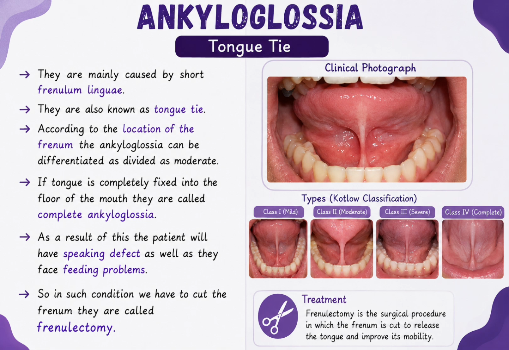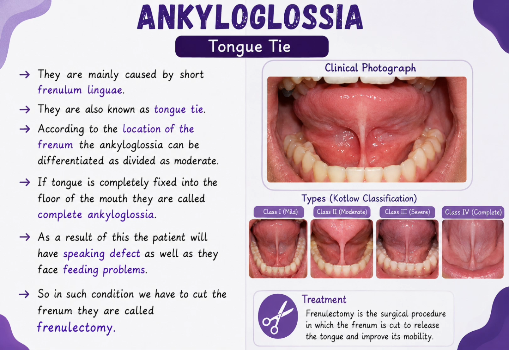So what did I say in the class? What is ankyloglossia? Ankyloglossia is also called the tongue tie. There is a lingual frenum, and this thick lingual frenum gets attached to the floor of the mouth. Ankyloglossia can be classified based on the location of the lingual frenum. If it is completely attached to the floor of the mouth, it is complete ankyloglossia. The problems are feeding problems and problems with speaking, and the method of treatment is frenectomy.